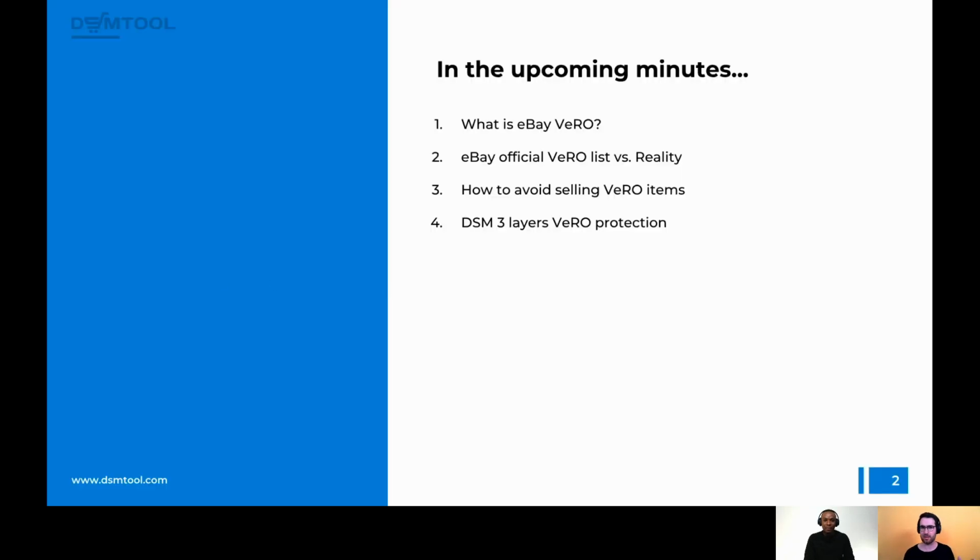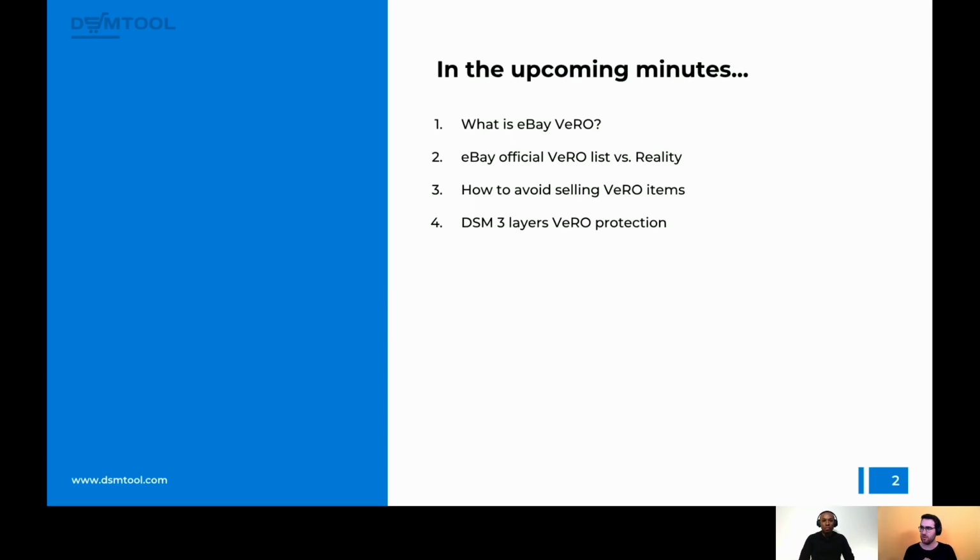The subject is not such a long one to talk about. I want to talk about what eBay VERO is, for those of you who might not know. For those of you who do know what it is, you can skip that part. Then I'm going to talk about the difference between the eBay official VERO list and the reality of what's actually happening out there. From what I'm saying, you can already understand that there is a problem with the official VERO list of eBay.